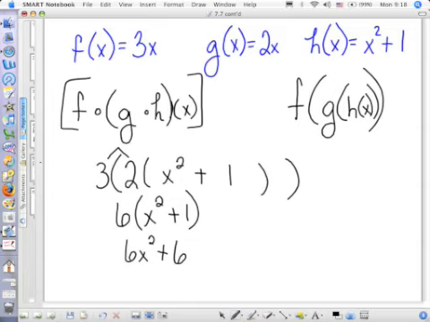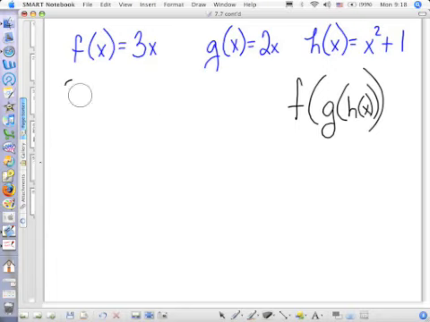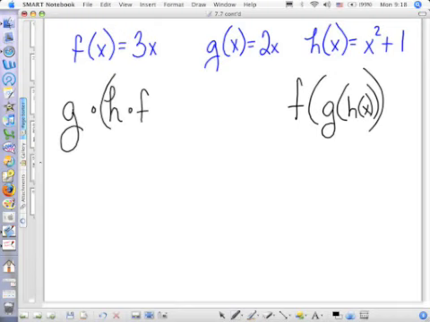Now, is this final step, this final solution, going to change if I change the order of these three? Yeah, absolutely. Okay, so let's do that. This time we are going to do, I don't know, g composed of h composed of f of x.